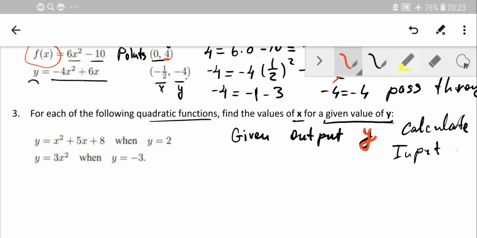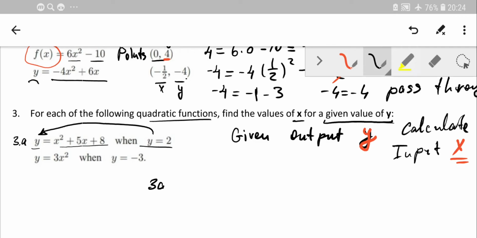So in other words, it's x. So find x. Okay, so we have y equals x squared plus 5x plus 8 when y is 2. We simply take y equals 2 and plug it in instead of y, and we'll get the following equation. So that's, let's say, 3a. We'll be solving 3a, and we'll get the following: 2 equals x squared plus 5x plus 8.